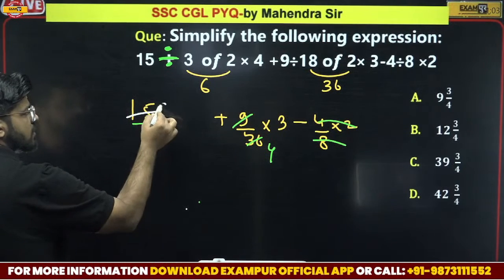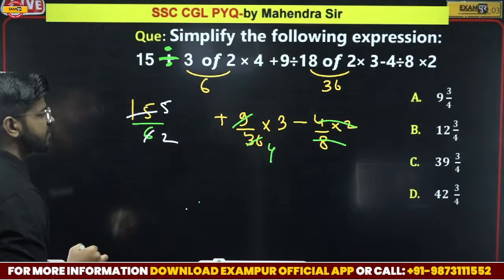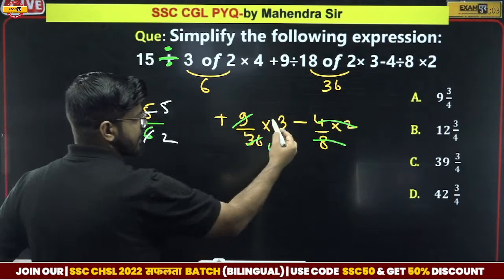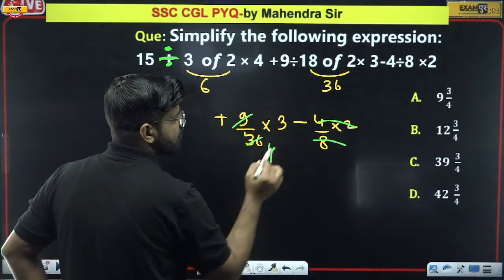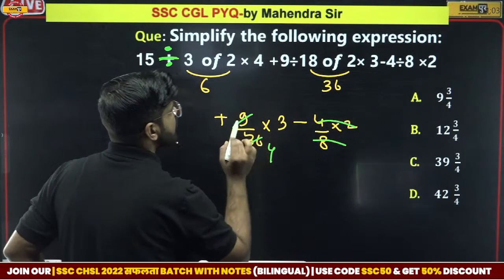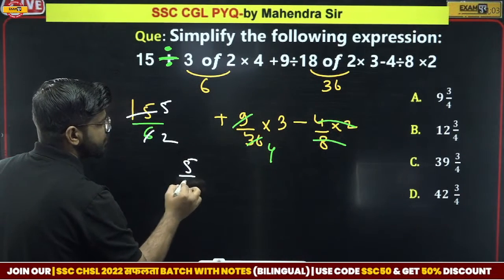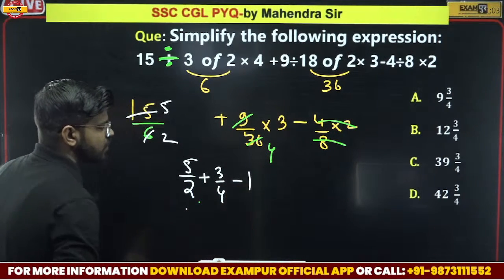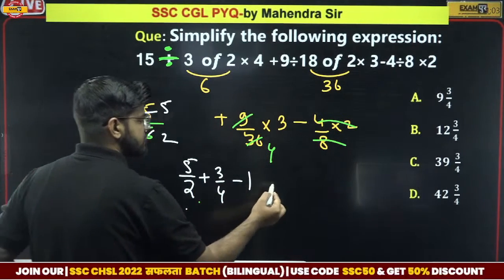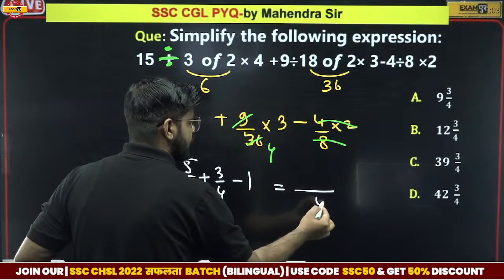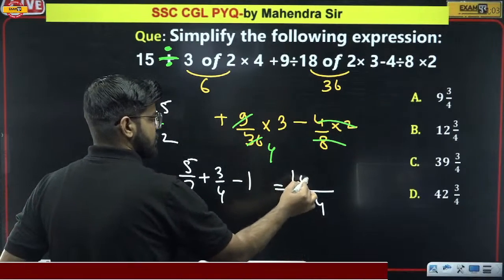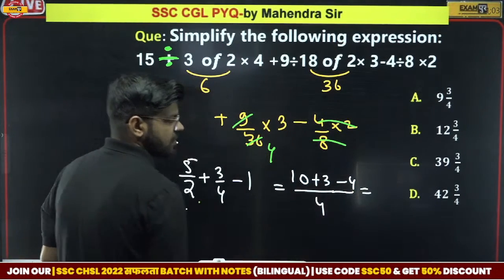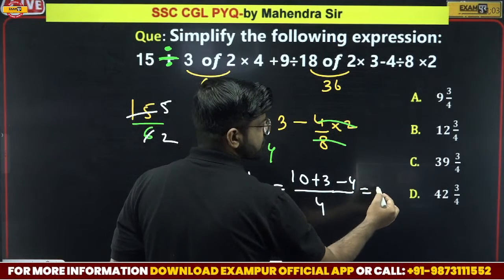So here we will get 5 by 2. 3 times 5, 3 times 2, 5 by 2. Here we are getting 3 by 4, and here we are getting minus 1. So 5 by 2 plus 3 by 4 minus 1. Solve all these. You are getting 4, so 10 plus 3 minus 4. That means minus 9 by 4.